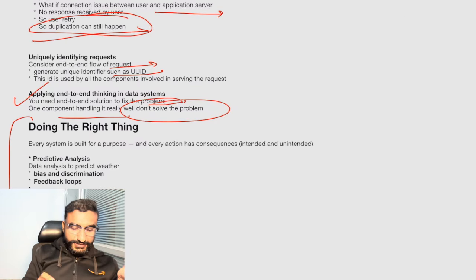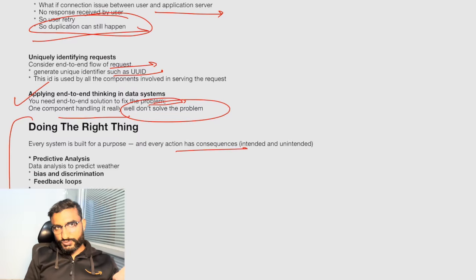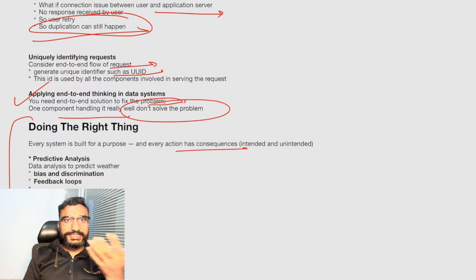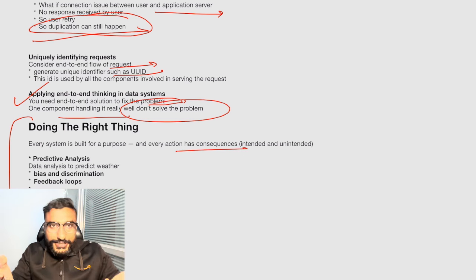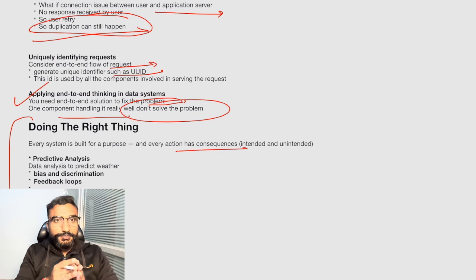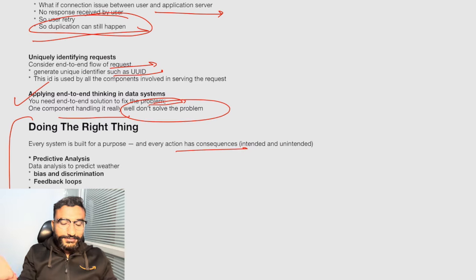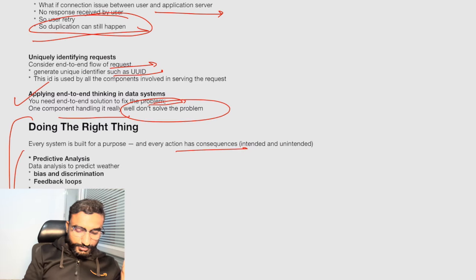The final topic is doing the right thing. So every system is built for a purpose, and every action has consequences. Whatever you are choosing, it has some unintended consequences. It has some intended consequences, which we already know. Okay, so pros and cons kind of things, trade-offs kind of thing. So a few things.